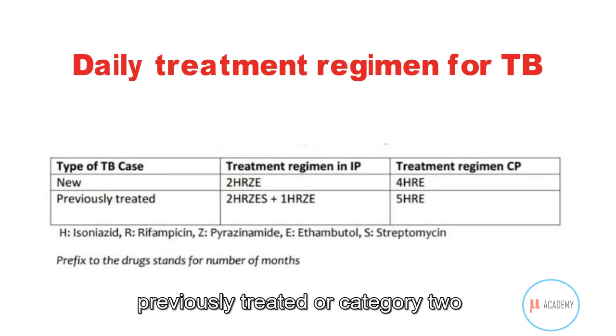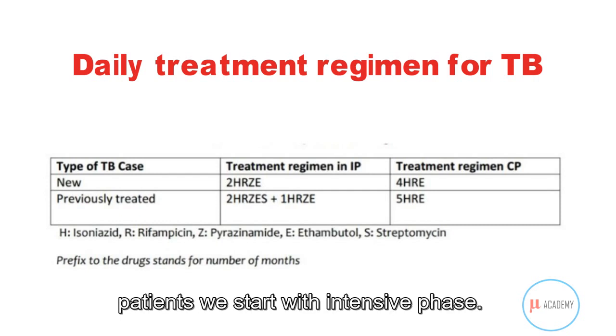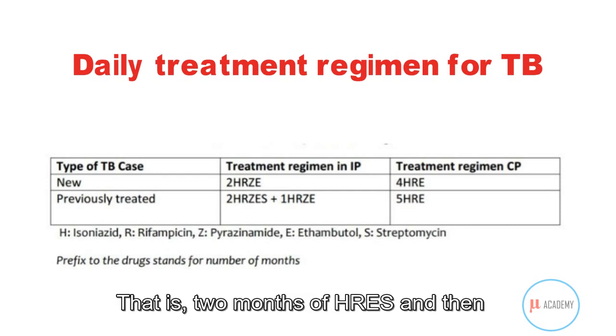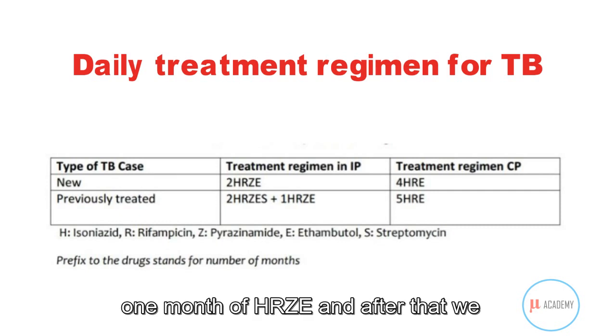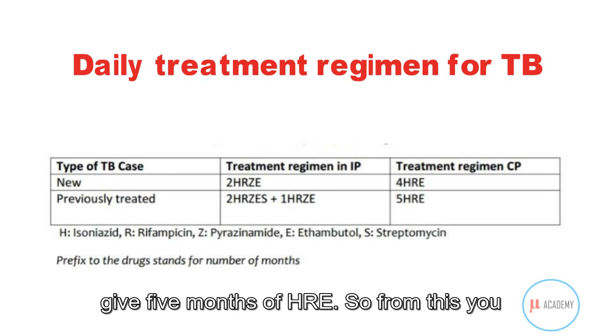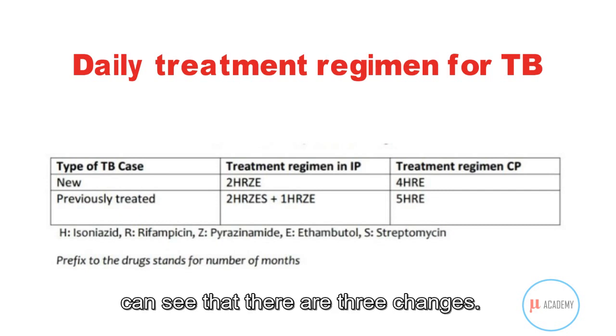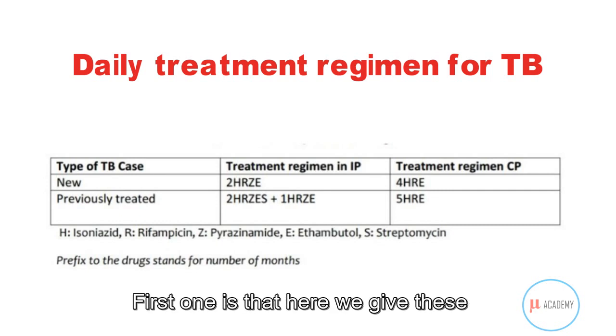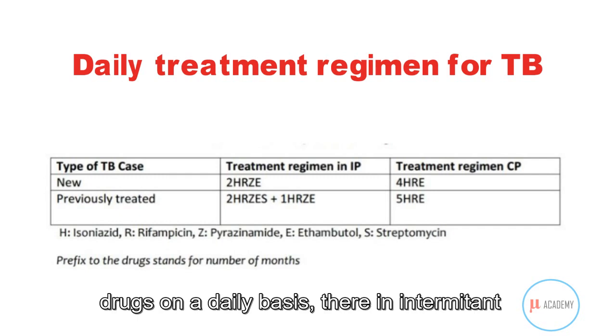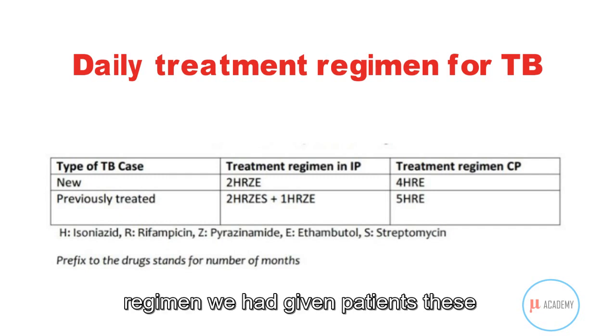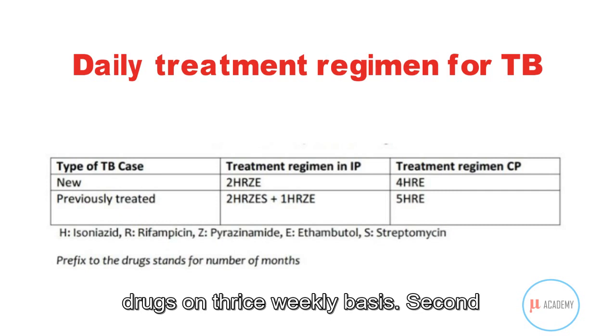In the previously treated or category 2 patients, we start with the intensive phase, that is 2 months of HRZES and then 1 month of HRZE, and after that we give 5 months of HRE. So from this you can see that there are three changes. First one is that here we give these drugs on a daily basis. There in the intermittent regimen we had given patients these drugs on a thrice weekly basis.